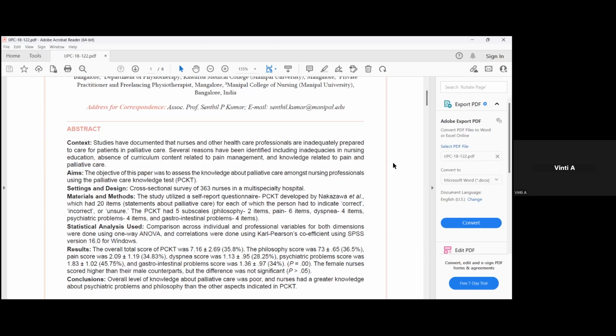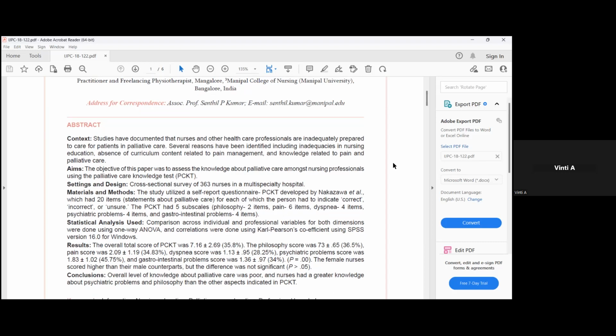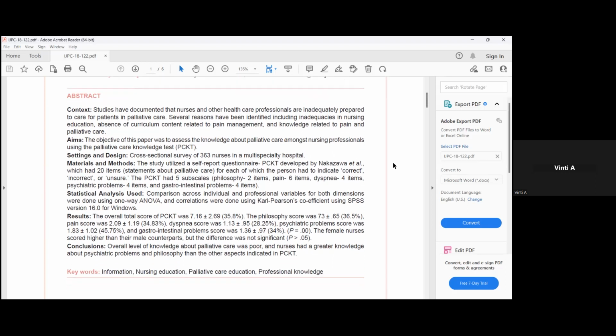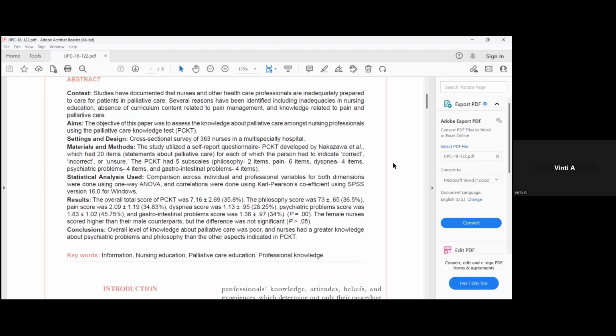Now, if you look at this, the overall total score of PCKT was 7.16 plus minus 2.69. Obviously this means the standard deviation. So it's basically 7.16 plus minus 2.69. The philosophy score was 73 plus minus 6.65. The pain score was 2.09 plus minus the standard deviation. And the dyspnea score was 1.13 plus minus 0.95, and similarly for the others.